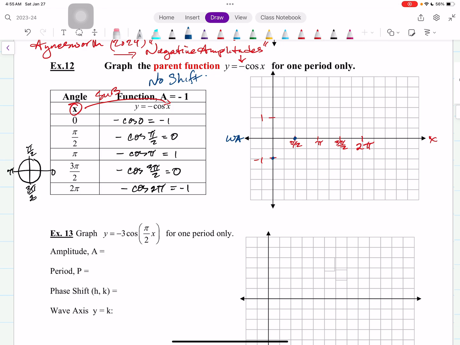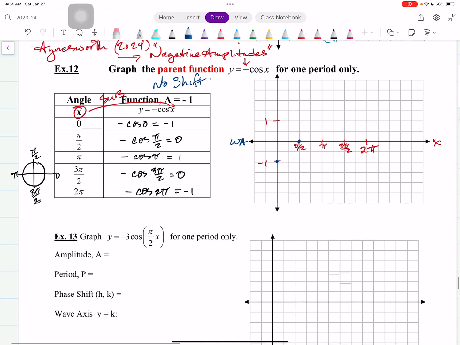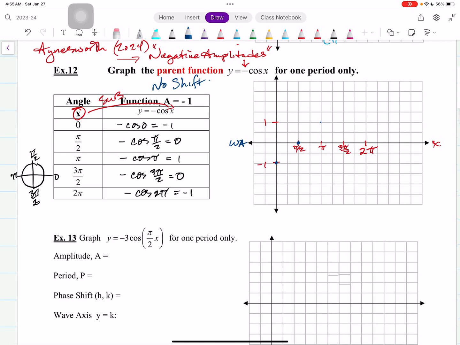And let me see, (pi, 1). So we're going to go right pi radians and up 1, and then (3/2 pi, 0) back to the wave axis, and then (2 pi, -1). Okay, so this, and then you curve it. Okay, you curve it. And there you go. This is negative cosine x.